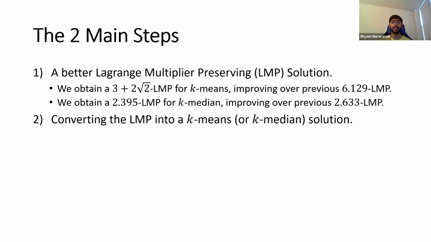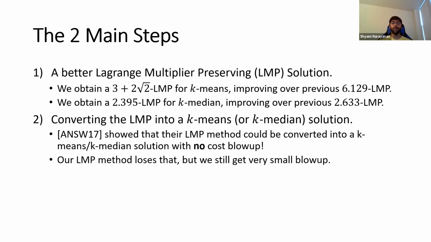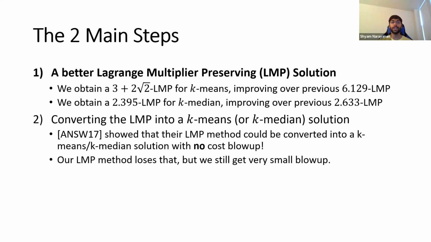The next thing we need to do is convert this LMP solution into a k-means or k-median solution. And it turns out that previous results were able to show that their LMP method can be converted with no cost blow up. Unfortunately, we don't get that. We'll have a slight blow up in the k-means cost as opposed to the LMP approximation. But the blow up is so small that we still obtain an improved k-means approximation. So for this talk, I'm just going to focus on the first step, which is to get a better LMP solution.